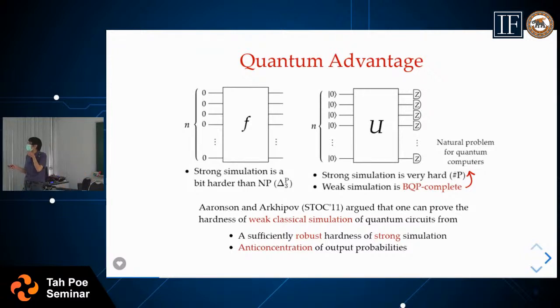So in 2011, Aaronson and Arkhipov, his student, argued in the boson sampling paper that one can prove the hardness of weak simulation of a quantum system on classical computers. You can prove this if you can prove some version of the claim that strong simulation of these circuits is hard, and you have some property that I haven't told you about, maybe in the second half of the talk, what this means. This property is called anti-concentration of the output probabilities of that circuit family. But this is just something you can keep in mind.